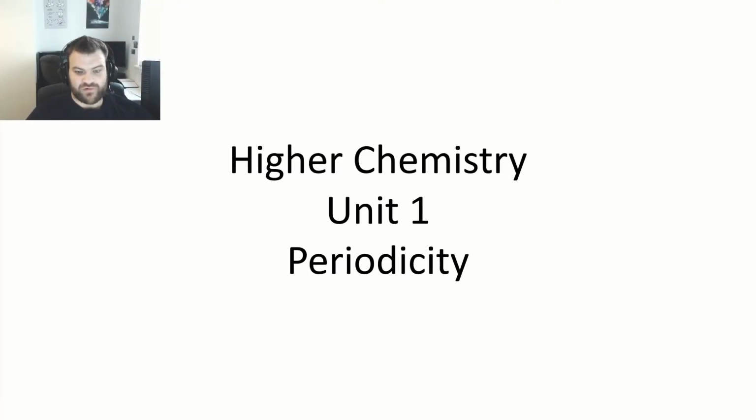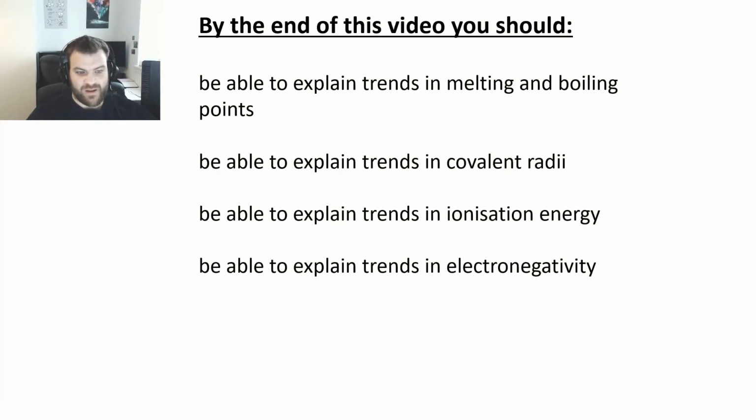In this video, we'll talk through the periodicity topic from Unit 1 of Higher Chemistry. By the end of this video, you should be able to explain the trends in melting and boiling points, be able to explain the trends in covalent radii, explain the trends in ionization energy, and explain the trends in electronegativity.